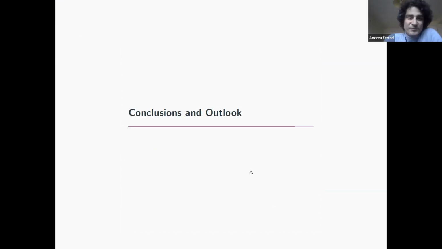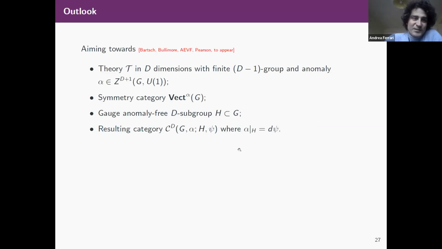And this brings me to my conclusions and outlook. So what we are aiming towards more generally is that if you have a theory T in D dimensions with some finite D-1 group G and some anomaly, this theory will have some symmetry category that will depend on this anomaly. And what we can do is gauge some anomaly-free subgroup H of G, and the resulting category will be some category that depends on this data, where we have inserted this side condition that tells us that our anomaly restricted to the anomaly-free subgroup H of G will be trivial in cohomology.